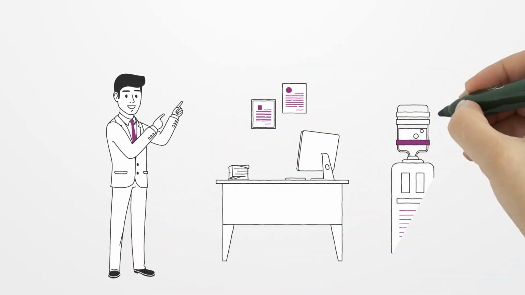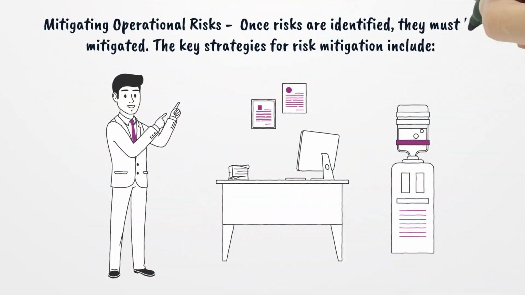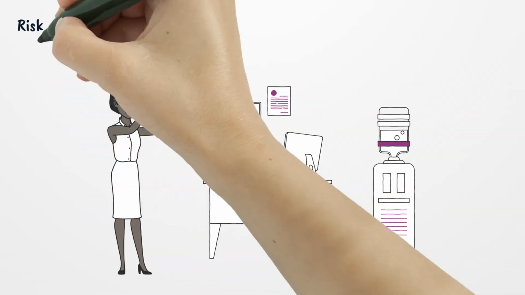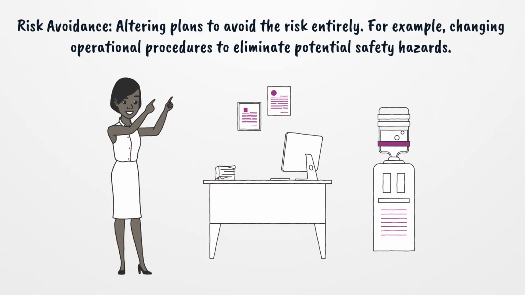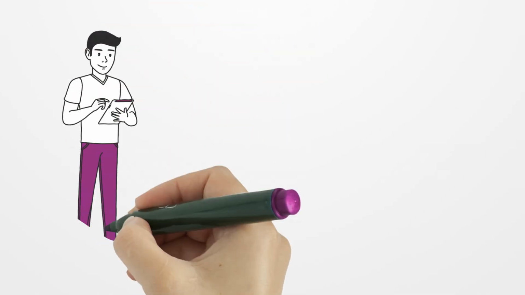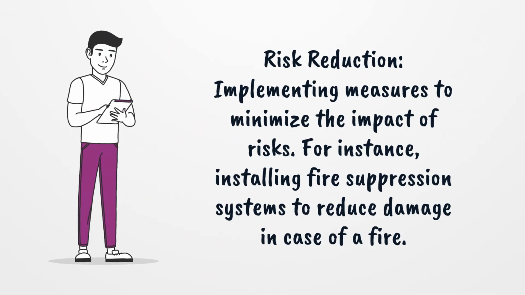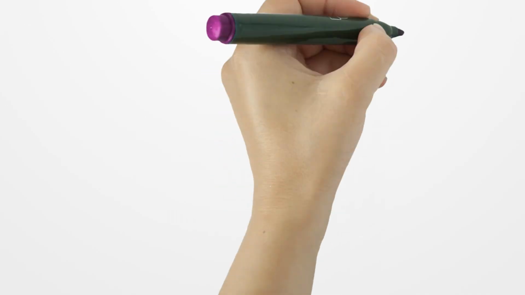Mitigating operational risks. Once risks are identified, they must be mitigated. The key strategies for risk mitigation include risk avoidance, altering plans to avoid the risk entirely. For example, changing operational procedures to eliminate potential safety hazards. Risk reduction, implementing measures to minimize the impact of risks. For instance, installing fire suppression systems to reduce damage in case of a fire.